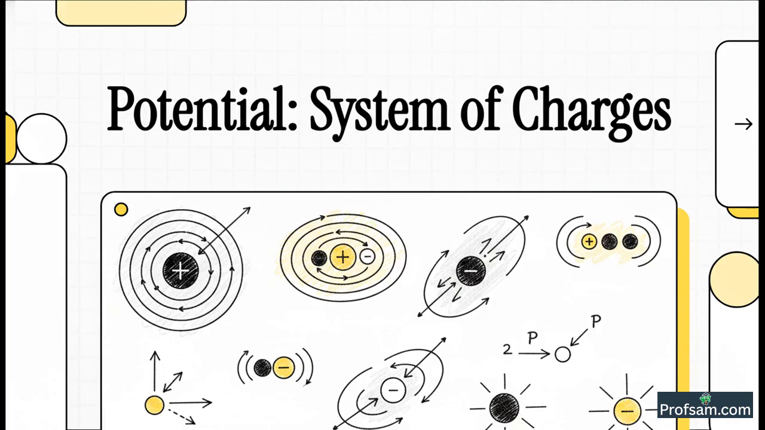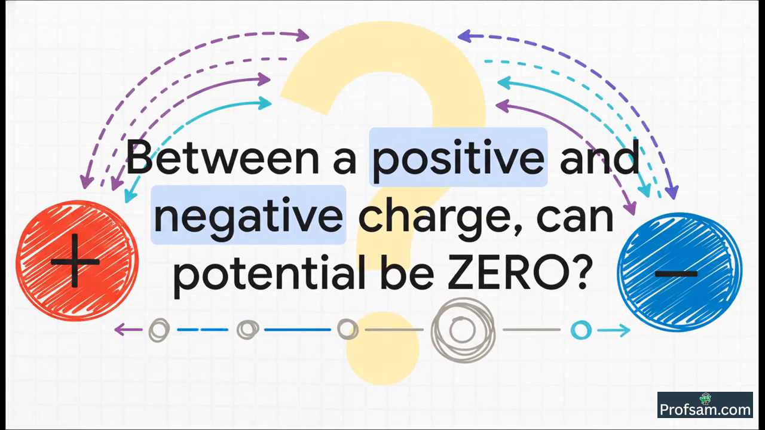Chalo, today we're going to tackle a very important topic from Unit 2. It's called potential due to a system of charges. Now I know, the name sounds a little heavy, right? But trust me, by the end of this session, you'll find it super simple. And more importantly, you'll be able to score full marks on it in your exams for sure. So let's get started.